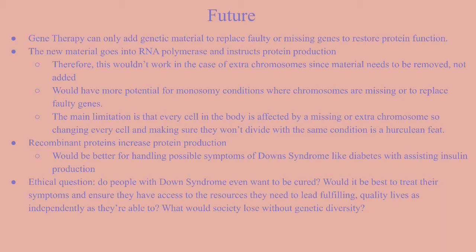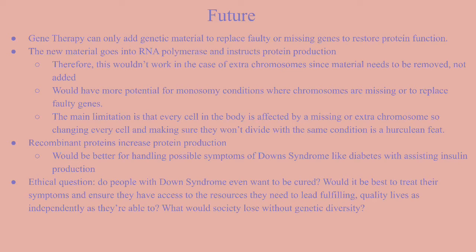genes. The main limitation is that every cell in the body is affected by a missing or extra chromosome, so changing every single cell and making sure they won't divide with the same condition is a Herculean feat. Recombinant proteins increase protein production.